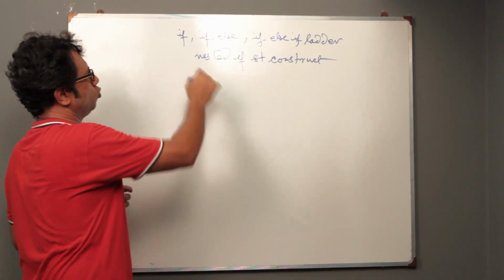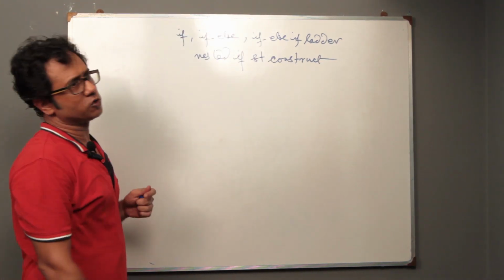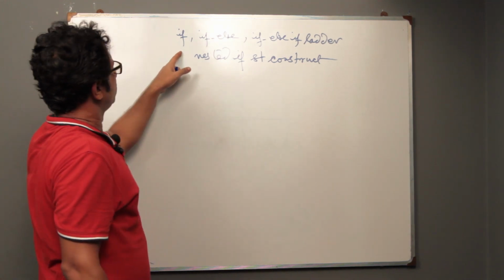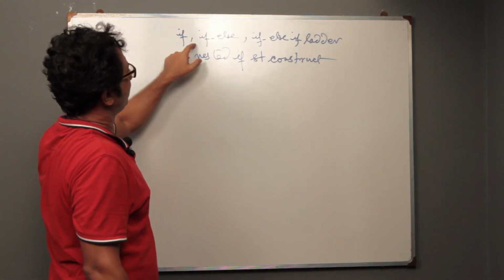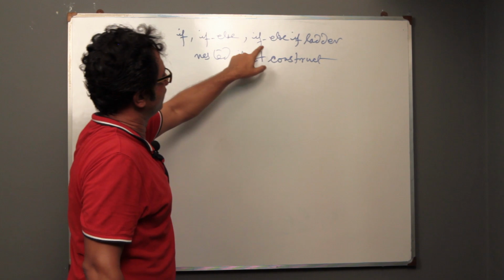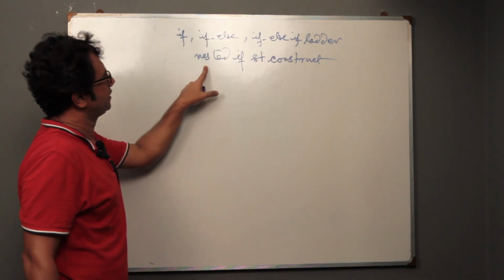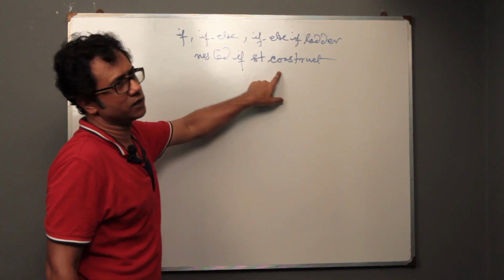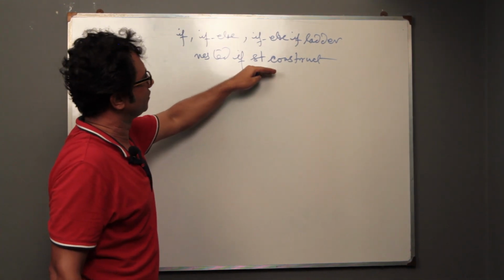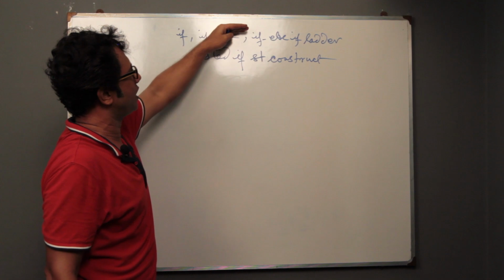So these are the few conditional control statement constructs, out of which the simplest is the if, and then comes the if else. In sequence, the if else if ladder comes after that, and after that the nested if construct comes, which is a bit difficult and a bit more complicated than the other three.